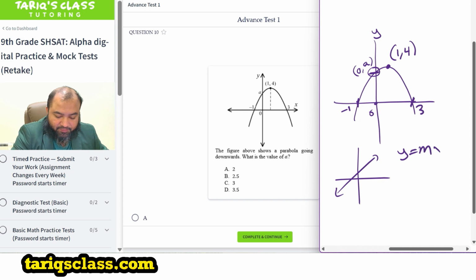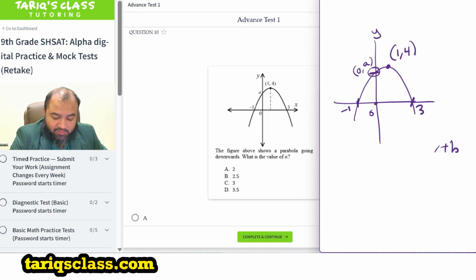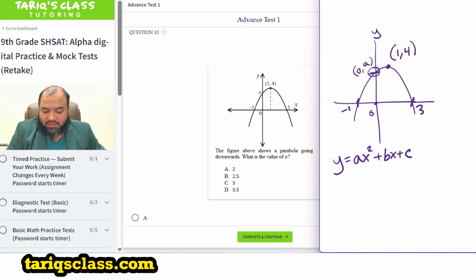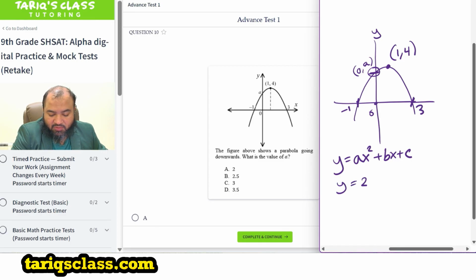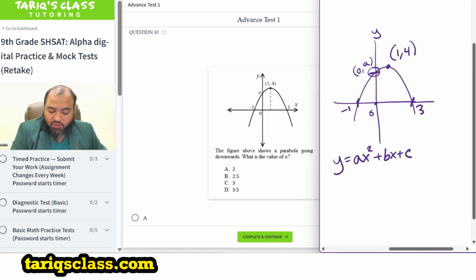to mx plus b, right? But when you deal with quadratic equations, like a parabola like that, the equation of this parabola is y equal to ax squared plus bx plus c. A, B, C are just random numbers. For example, it could be y equal to 2x squared plus 5x plus 6, something like that. So A would be 2, B would be 5, C would be 6. This is one way to write the equation of the parabola. It's also called a quadratic equation.